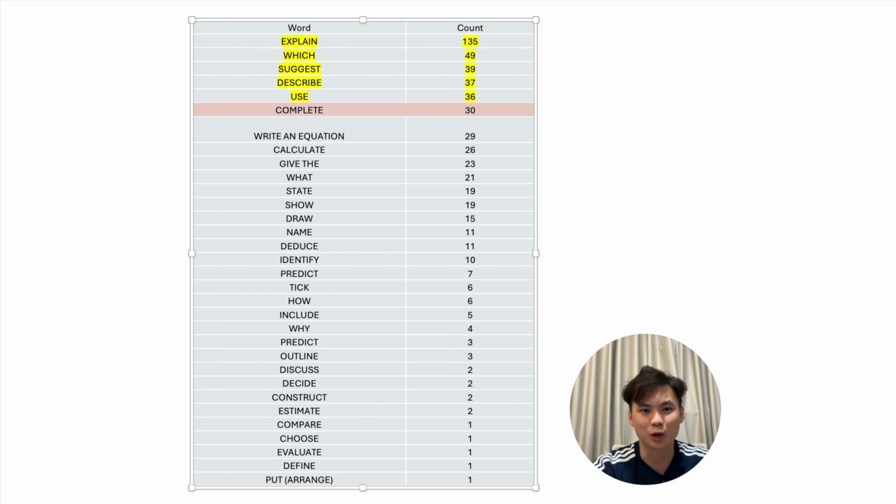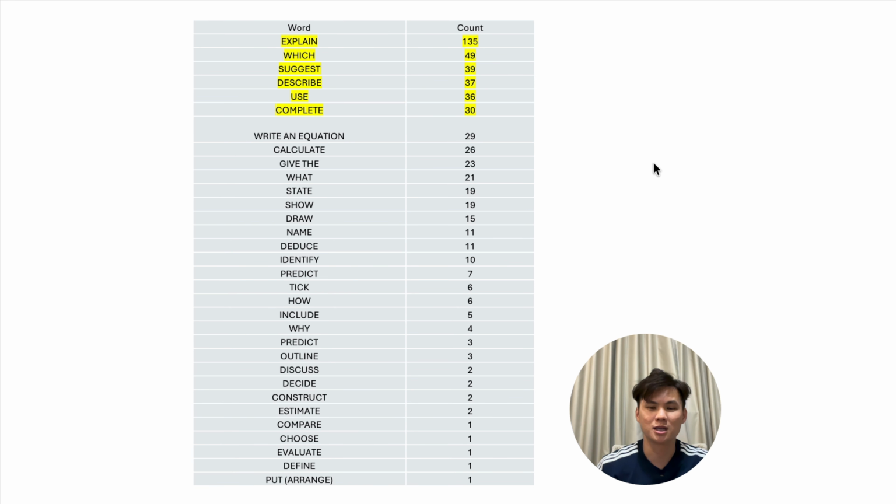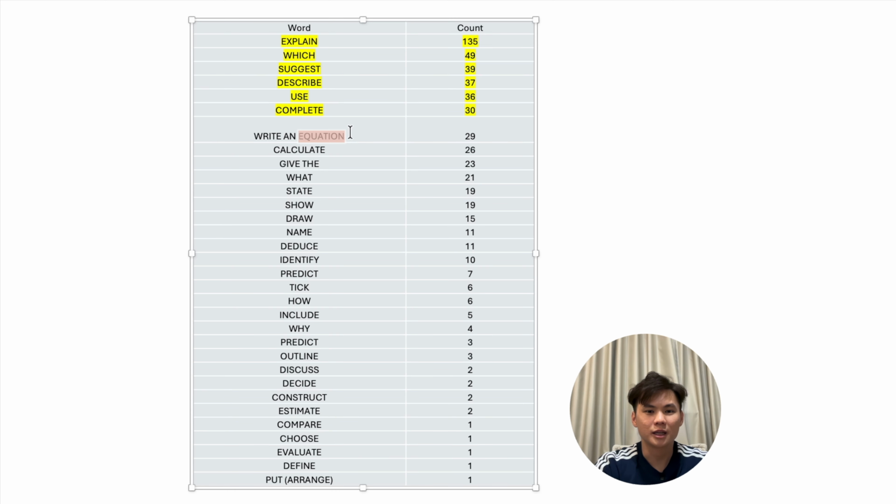Okay, next one is complete. So complete is pretty simple actually. Usually what they'll give you is a certain chart, a certain table, and there are certain gaps in the middle. You just have to complete them and put the right information where they belong. And very native to chemistry is write an equation. So it depends whether it is a word equation, and usually it has to be balanced. So I'm not going to cover that here.